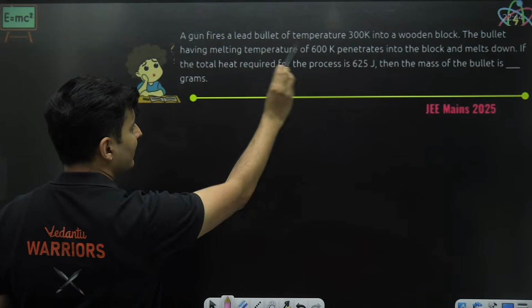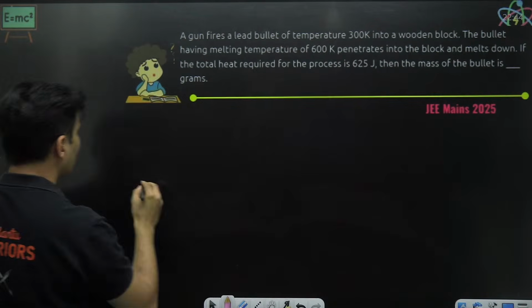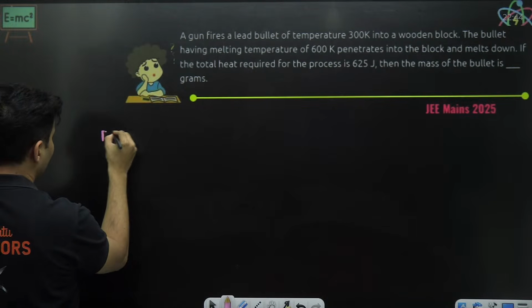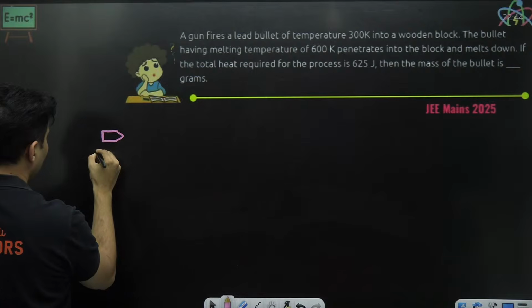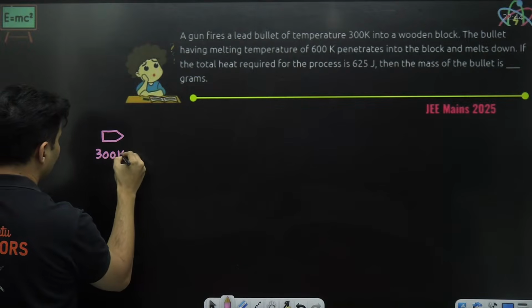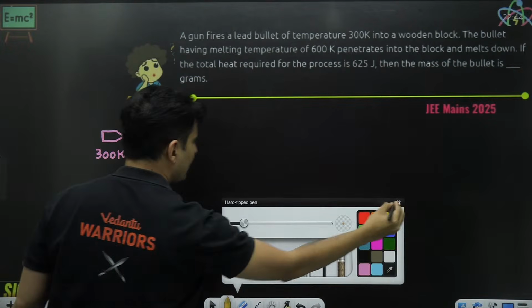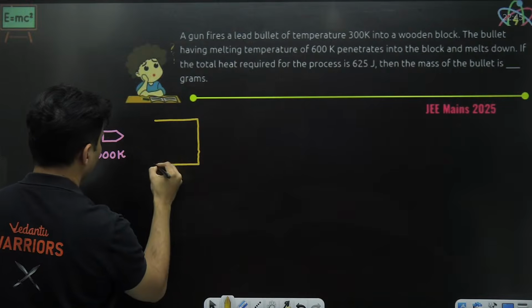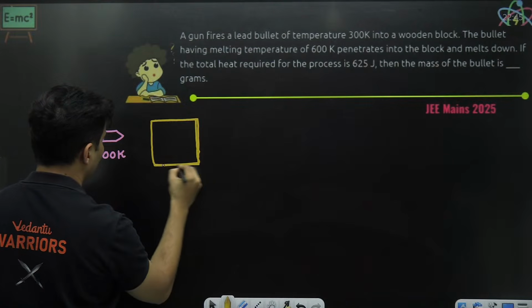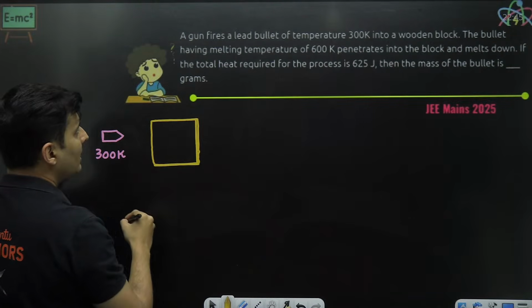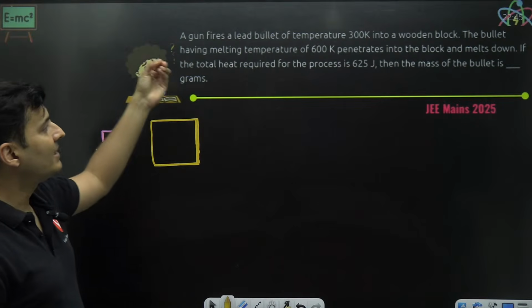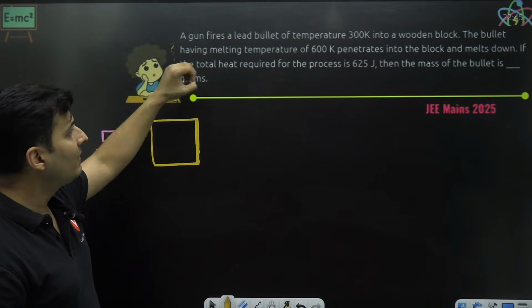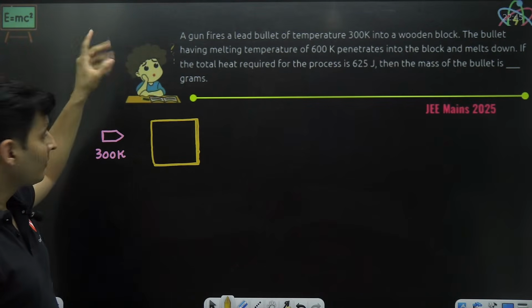Now the bullet's temperature is 300 Kelvin. Now what happens is, once that bullet, which is at 300 Kelvin, enters that wooden block. Okay, this is that block. It enters into it, it has a melting temperature, and it is given that it melts down.